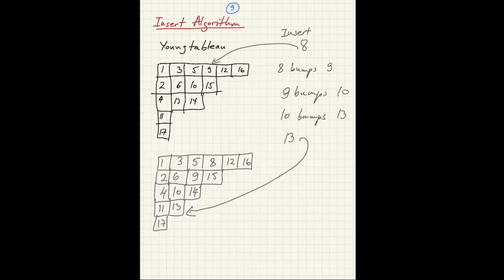So the corners of the first Young tableau will be 16 here, here, here, and here. 11 is not a corner, and the corners here will be 16, 15, 14, 13, and 17. So this procedure of inserting can be reversed.